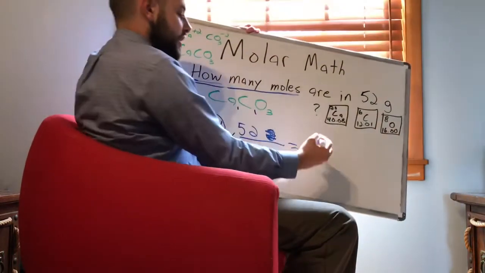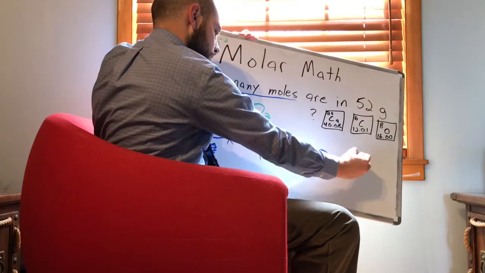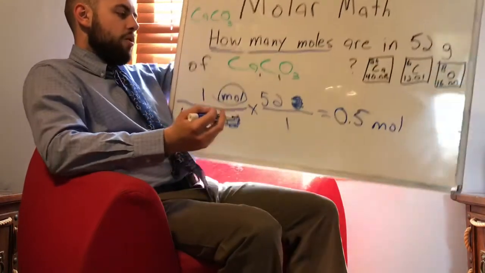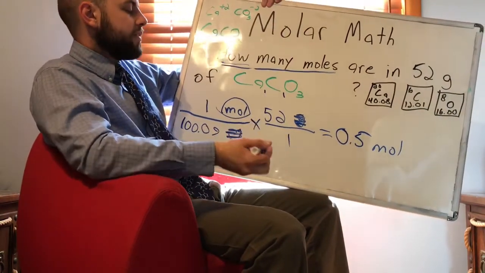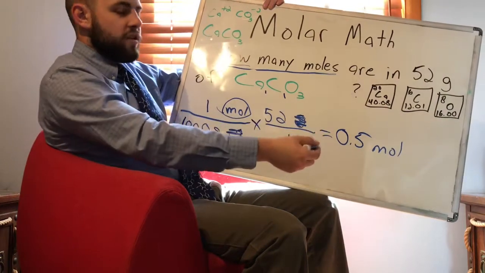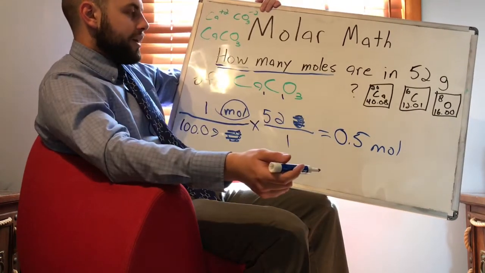I don't have a calculator handy, but it's about half a mole, roughly half a mole. If I did 50 divided by 100, that's half. So it's actually a little bit more than half a mole, but approximately that much.